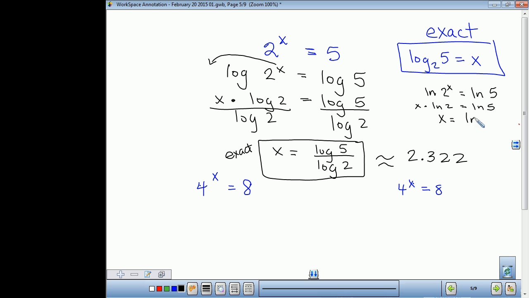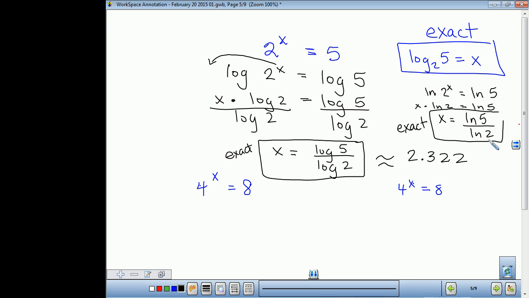Let's prove it to ourselves. Please do the natural log of 5 divided by the natural log of 2. Just did it. Do you get the same answer? Same exact one. Yes. So here are 3 acceptable exact answers.